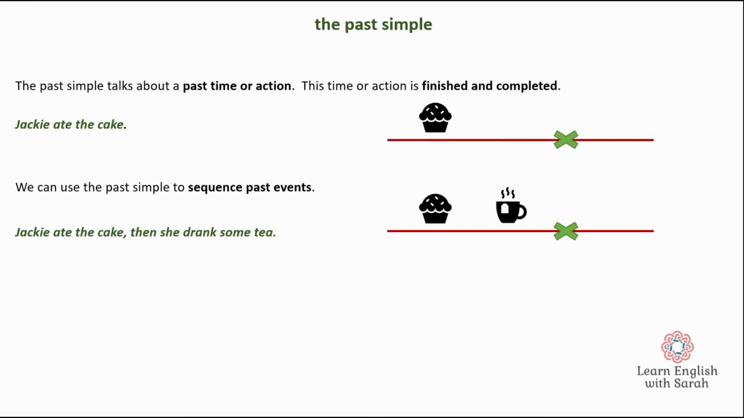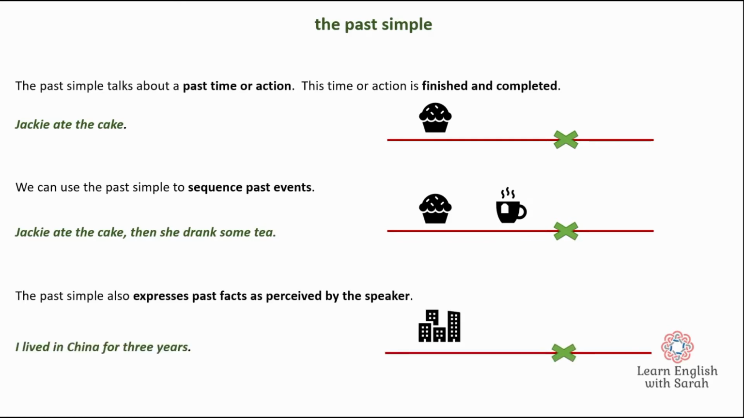We use the past simple to sequence past events. This is important for today. So Jackie ate the cake, then she drank some tea. This is 1, 2. Past simple also expresses past facts as perceived by the speaker. Basically, this means that in my head, this time, 3 years, is one finished event. If you need more information about this idea, look at the video about past simple and past continuous.